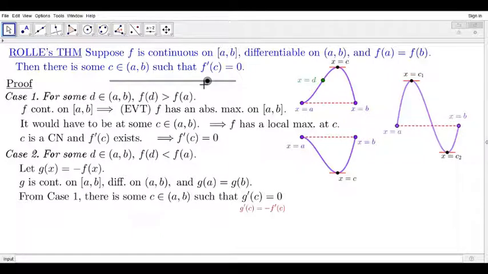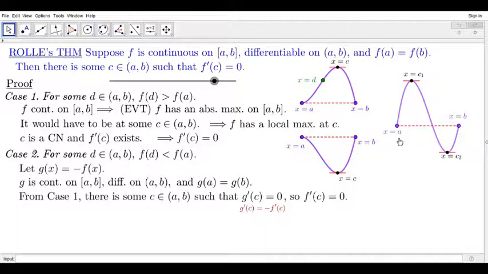But g and f are negatives of each other, so therefore their derivatives are also going to be negatives of each other. In particular, g prime of c is negative f prime of c. Hey, but if g prime of c is 0, what does that imply? That f prime of c is also 0, and so we end up with the same conclusion. Okay, what's the last case?